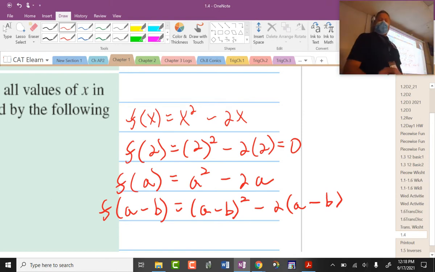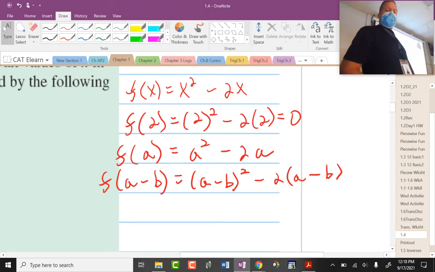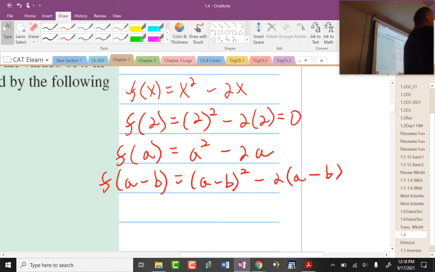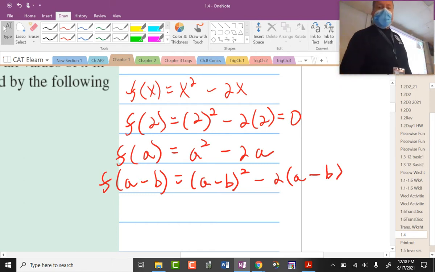I think Sammy, baby, she was in 8th grade last year. You know what you got to do with this? It's that 4-letter F word. Careful. 3, 2, 1, go. Foil.